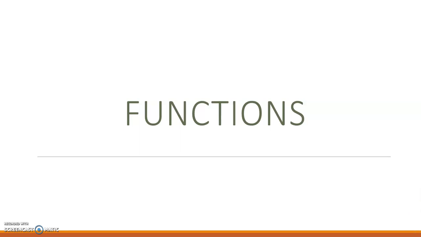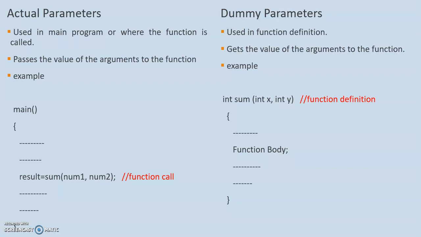We are here to discuss now the actual parameters and the dummy parameters. The actual parameters are used in the main program, or where the function is called. They pass the value of arguments to the function. Whereas dummy parameters are used in the function definition. They get the value of the arguments to the function. Let's understand it in more detail with an example.